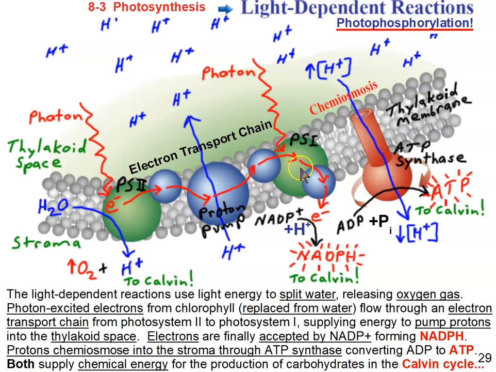But as they run through the chain, they're powering the pumping of protons, and that means they're losing energy. So by the time they get to photosystem 1, they're lower energy electrons, and the absorbance of light by photosystem 1 re-energizes those electrons, takes them to a higher energy state before they're picked up by NADP+ to form NADPH, so that those electrons carried by NADPH are high energy electrons. So that's what's going on at the end.